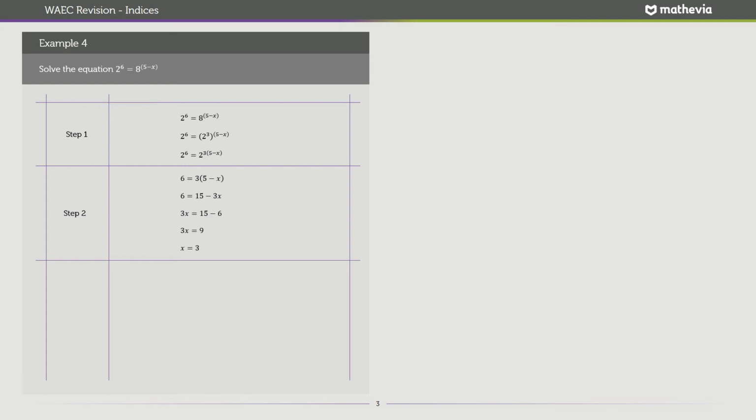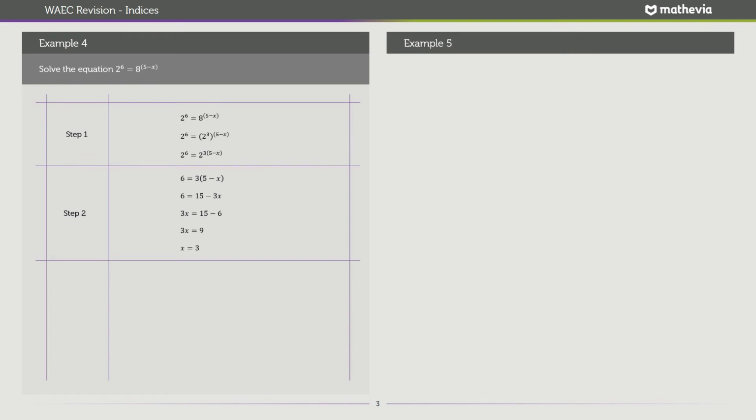Let's do one final example. Example 5. Now this looks interesting, bulky, but quite simple. We are given that 9 to the power of 1 minus x equals 27 to the power of y, and x minus y equals minus 1 over 2. Find x plus y. What you have here is a pair of simultaneous equations, but the first equation is in index form, and the second one is in linear form.